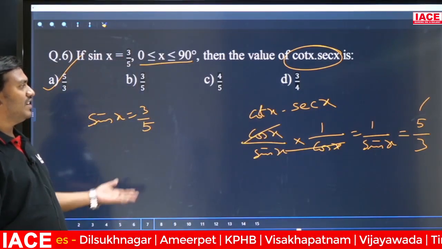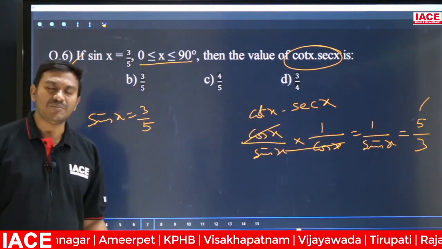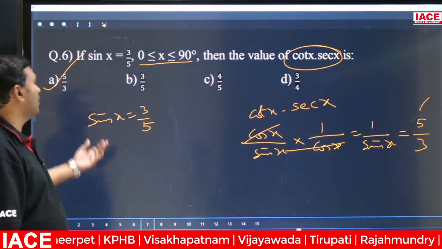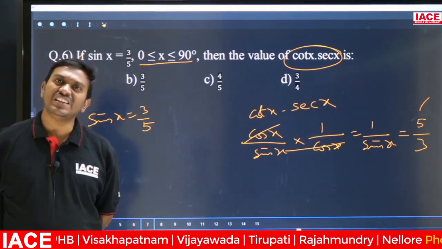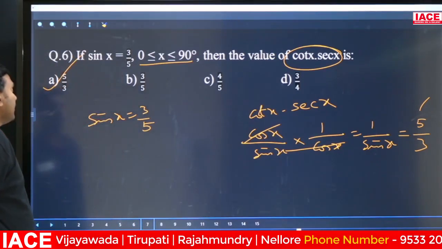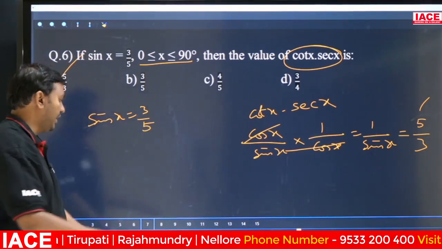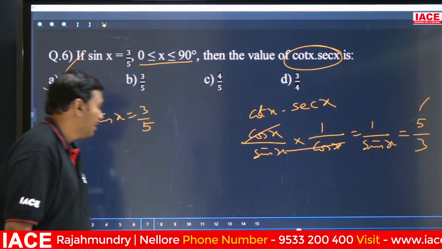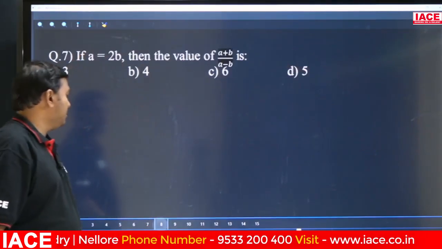So after final simplification, what are we getting? 1 by sin x. 1 by sin x means cosecant x, the reciprocal of sin. So what is the reciprocal of sin? That is 5 by 3 here. So the answer is 5 by 3. Right. Then next one, question number 7.